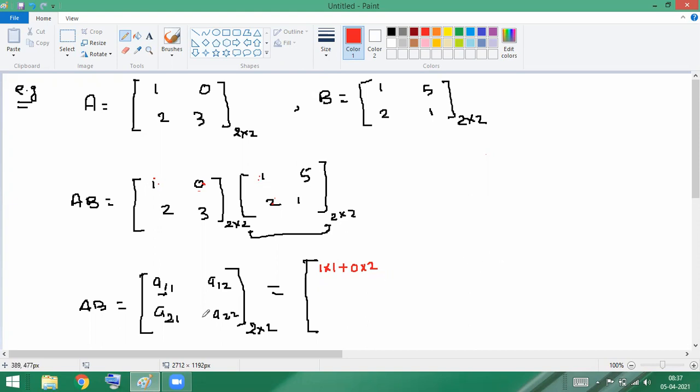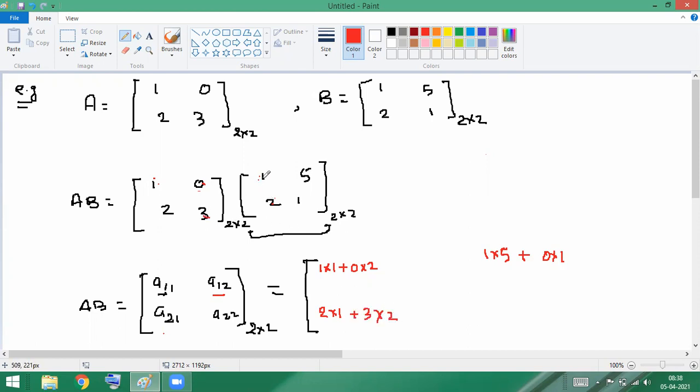Now, what about the position of this element? First row, second column. It means first row का element यहाँ पे, तो 1 into 5, और भी बाकी है first row में element, तो फिर इनको हम इनसे multiply करेंगे, plus 0 into 1. Clear? Now after that, second row, first column. It means 2 cross 1. और भी element बाकी है, तो ये दूसरे से multiply होगा, plus 3 cross 2.